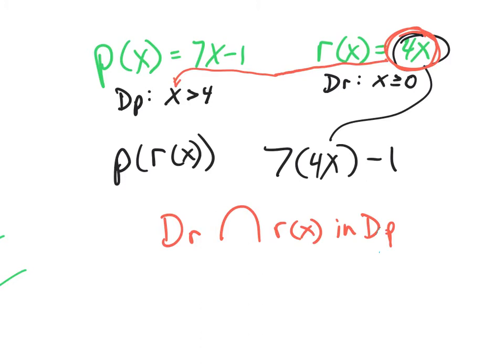And I now have 4x is greater than 4. Divide by 4, divide by 4. X is greater than 1. Cool. That I can do. X is greater than 1. I know that one. What's the other domain? The domain of R. The domain of R is x is greater than or equal to 0. Okay, so here's this number line. Greater than or equal to 0. And this one, greater than 1.